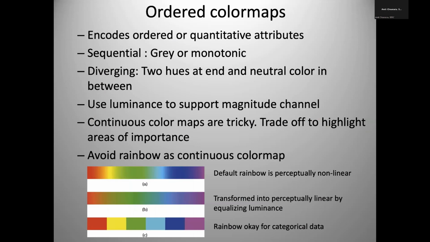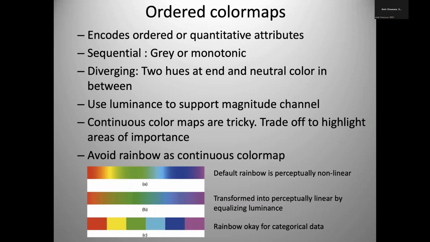So for ordered color maps, again, we have to look at how we can encode the quantitative information in some sort of intuitive fashion. One good way to do that is to use grayscale to start with. Simply use grayscale for sequential data, or use a monotonic color map, which means just apply one color which goes from that color to white or that color to black, and just vary the intensity so that it can represent the data and the magnitude for the quantitative attribute.